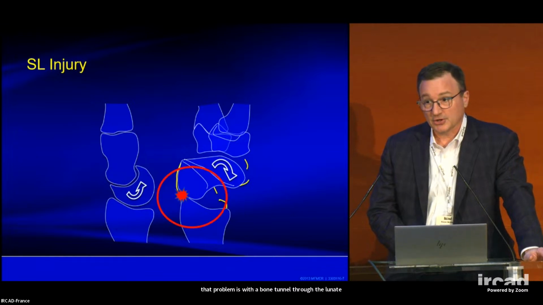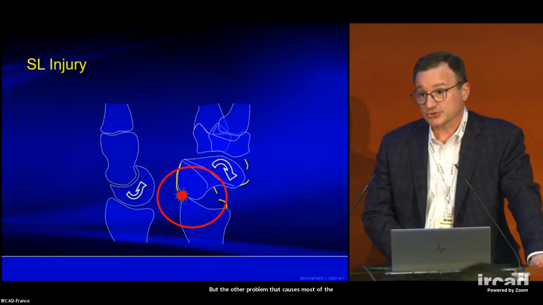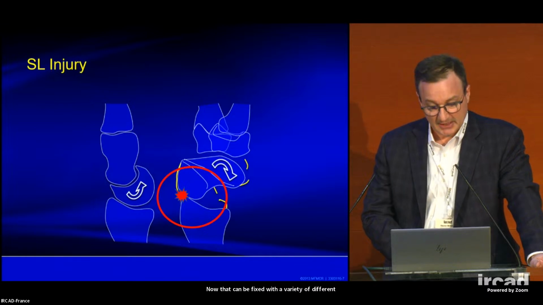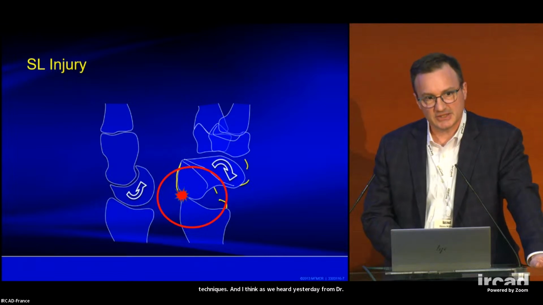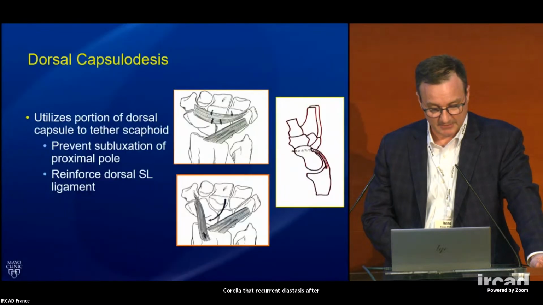But the other problem that causes most of the symptoms, as we know from Steve Lee's paper, is the dorsal subluxation of the scaphoid on the dorsal rim. Now that can be fixed with a variety of different techniques. And I think, as we heard yesterday from Dr. Corella, that recurrent diastasis after your surgery doesn't mean the patient's going to be symptomatic.